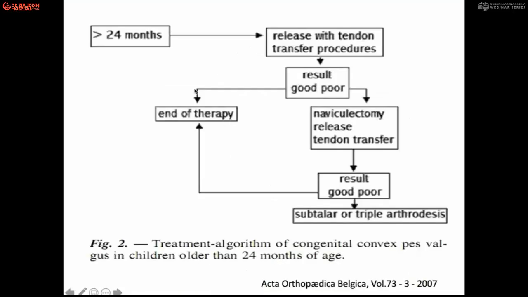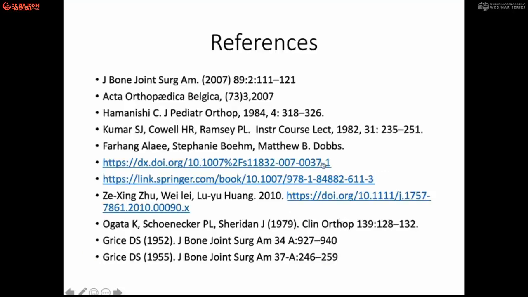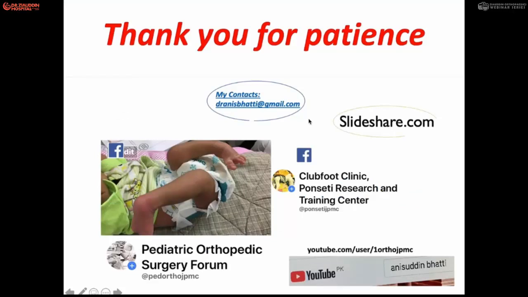If the child comes over 24 months of age, release with the tendon procedure, tendon transfers. If the results are good, there is an end of therapy. If results are poor, again there is a naviculectomy and tendon transfers. If after this results are good, the end of therapy. If results are poor, you need a triple arthrodesis and subtalar fusions. These are the references from which I made this lecture, and thank you very much for your patience.